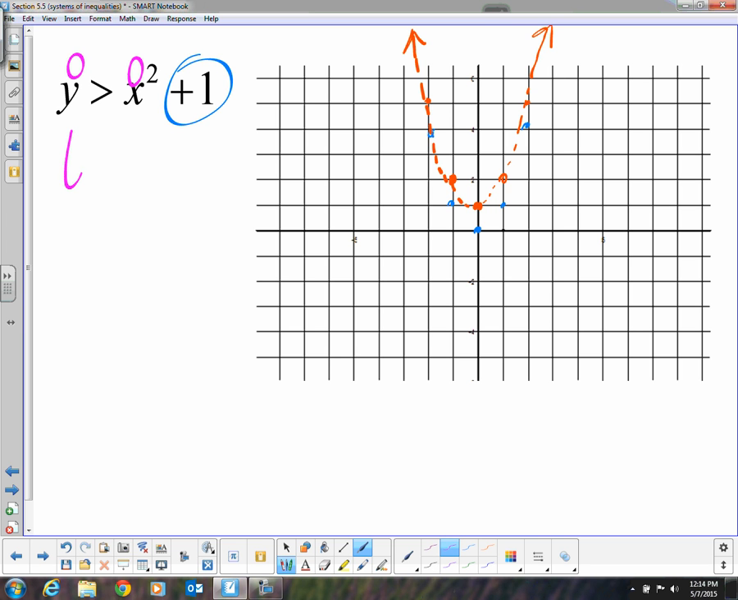The question is 0 greater than 1? True or false? No. So instead of shading where 0, 0 is, I'm going to shade the area where 0, 0 is not. So that's going to be inside the parabola. Now, if it had been true, we wouldn't have shaded the inside. We would have shaded where? Everything on the outside.